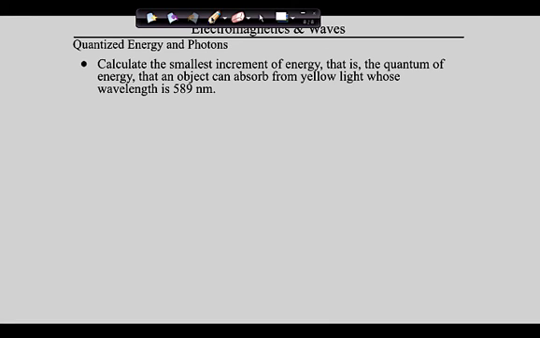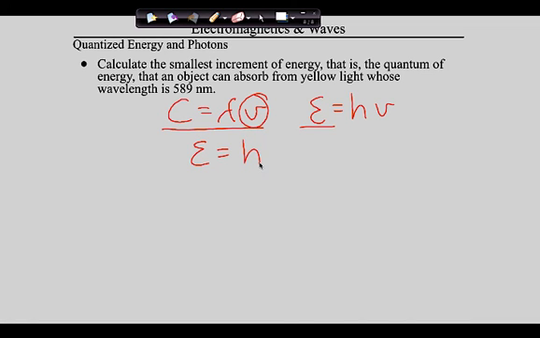Well, guys, notice that we've got two equations. We've got c is equal to lambda nu, and then we've got E is equal to h nu. Now, guys, we want to solve for E, right? So what do we need to know? We need to know nu. We need to know the frequency. But nu is right here, and we already solved this. So we've already done half the math. So now we can just look at this equation. E is equal to Planck's constant times the frequency.